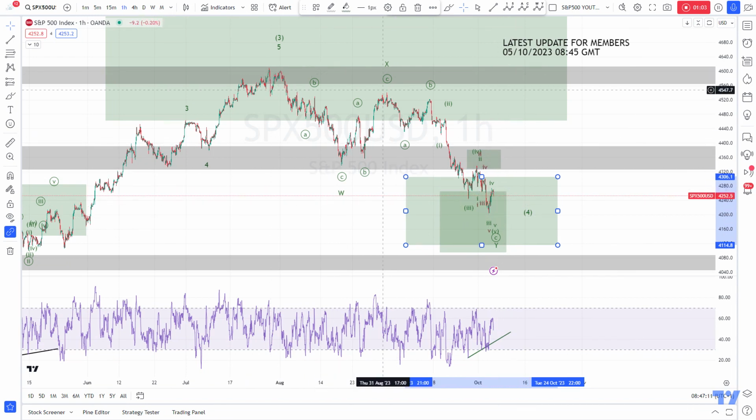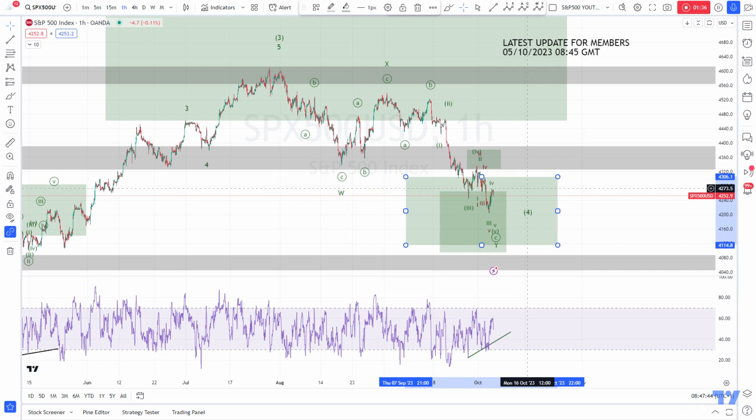something like this: 1 2 3 and then 1 2 3 and then again 1 2 3. Of course, if we start to reverse from here, there is always space, but if we further drop from here, then this wave 4 scenario gets invalidated, and then we have to look for way more downside, I believe. Then we become in the flat scenario in the higher time frame.